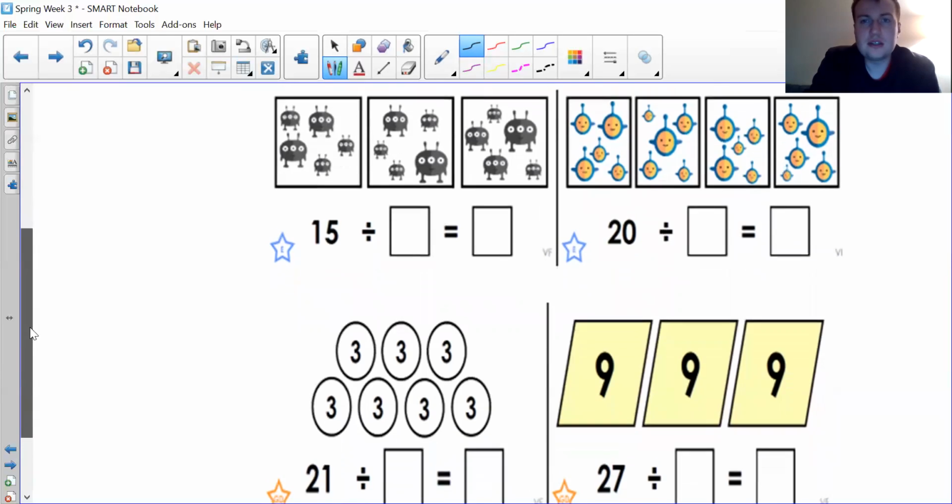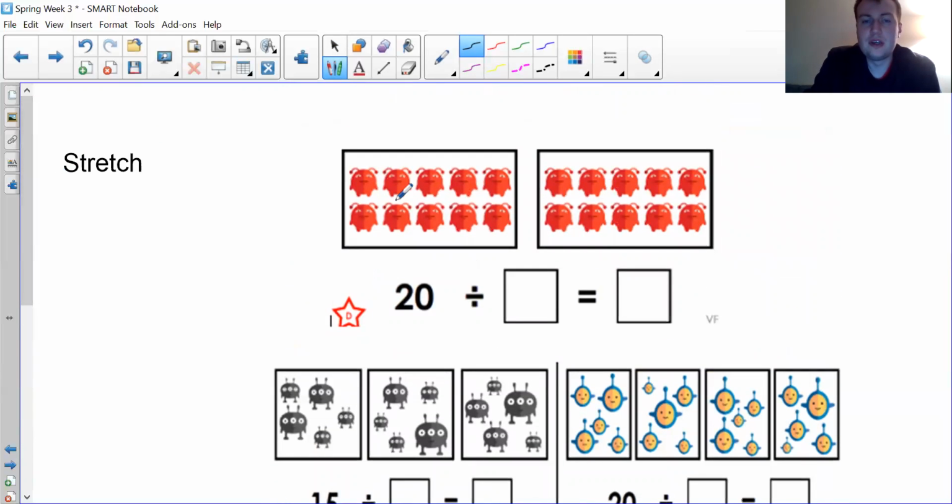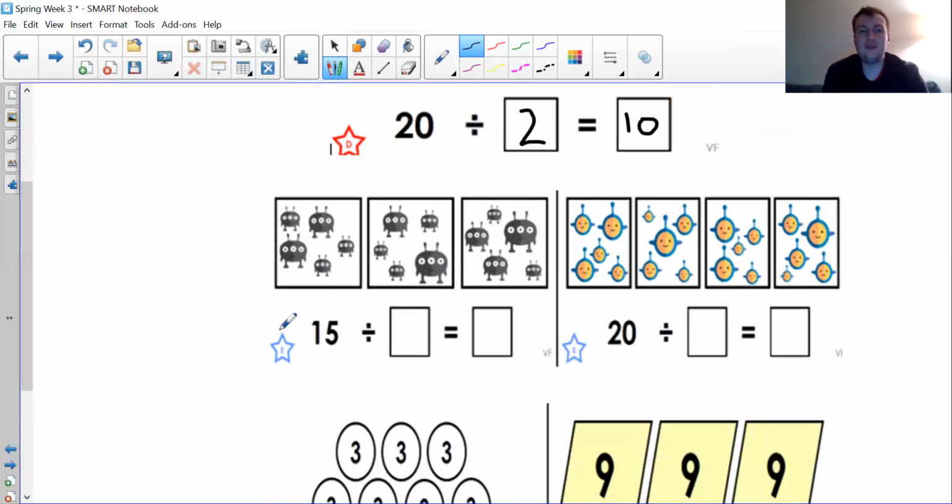Okay, let's start with the first one. So the number sentence here is we had 20, they split it into 2 groups. And if I count up how many is in one group, I see there is 10, okay? In this one, they had 15. How many groups? 1, 2, 3. How many in one group? 5. In this one, how many groups? 4. And then how many in one group? 5.